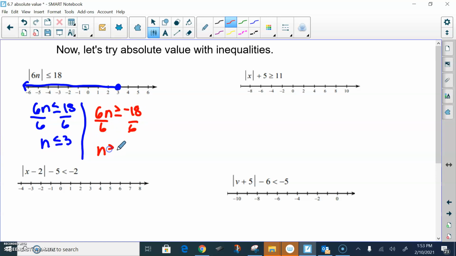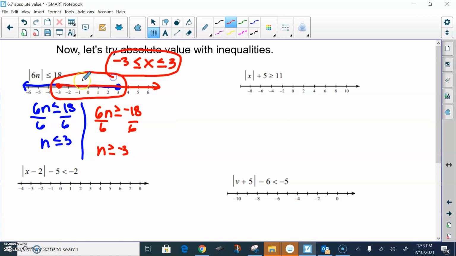We get n is greater than or equal to negative 3. Close circle here, shade to the right, and we want where the two overlap. So our solution is x has to be more than or equal to negative 3 and less than or equal to positive 3. If you choose a number in there and substitute it in, it should work.